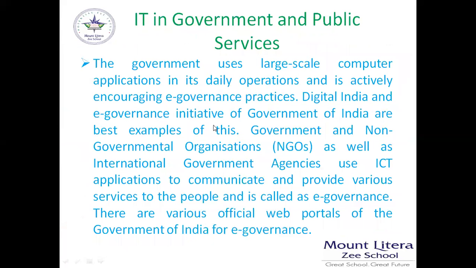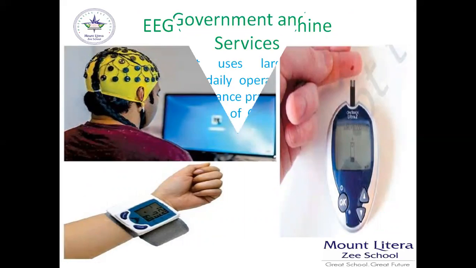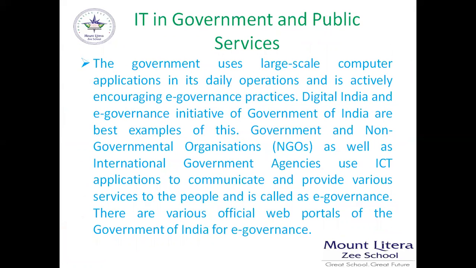Now next is IT in government and public services. Till now, this was all about information technology in healthcare. Now information technology in government and public services, which is the last topic of your unit 1. The government uses large scale computer applications in its daily operations and is actively encouraging e-governance practices.